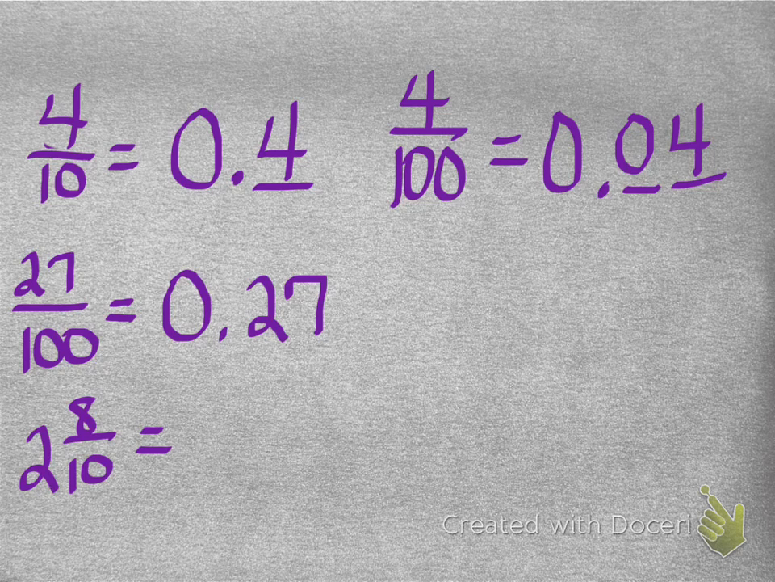Okay, the next one I have a whole number and a fraction. So I want you to think about that for a minute. There's a whole number there, the 2, and then I have a fraction, 8 tenths. So instead of putting 0 in that whole number spot, now I'm going to put a 2, decimal point, 8, because that 8 is in the tenths place. So now I have 2 and 8 tenths.